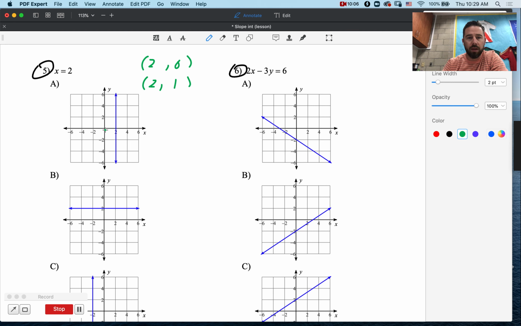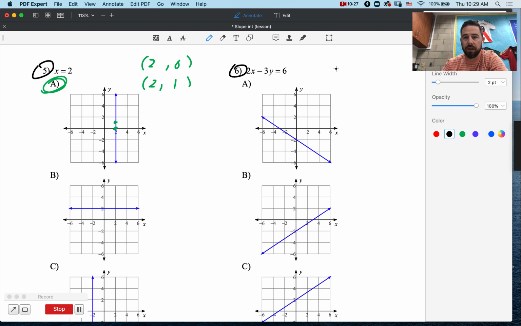Okay, so let's check on the graphs what's going on. I got to go over to 2, 0, over to 2, 0, up, that worked. What about over to 2 and 1? 2 and 1, up, that worked. Okay, A is the answer.